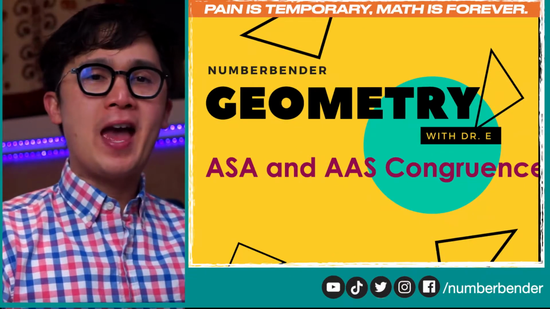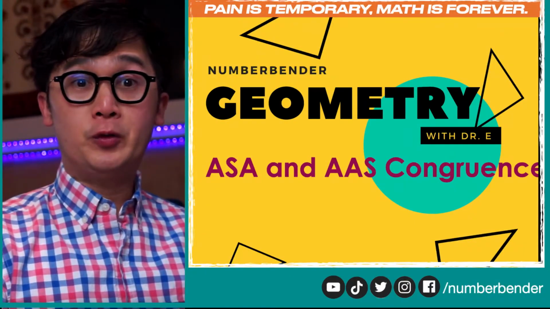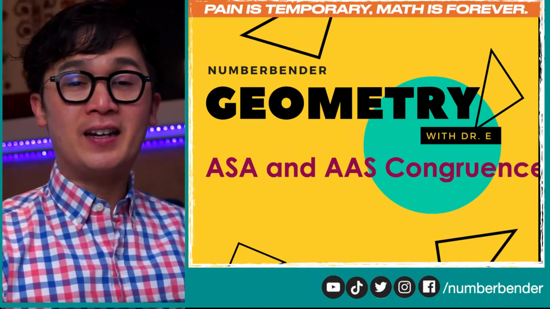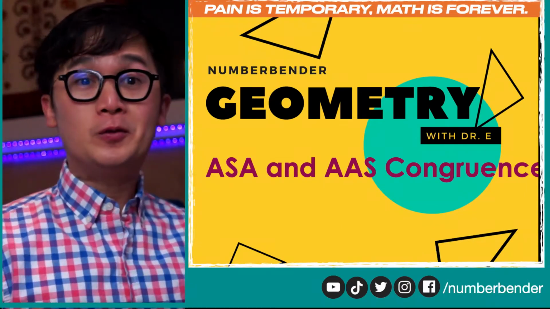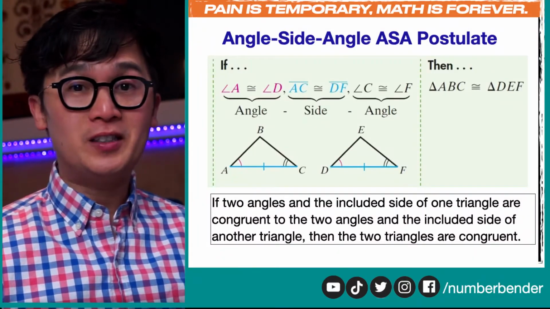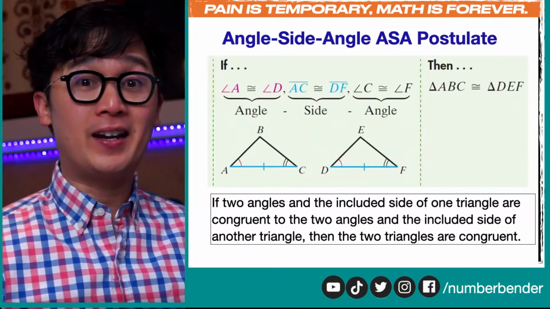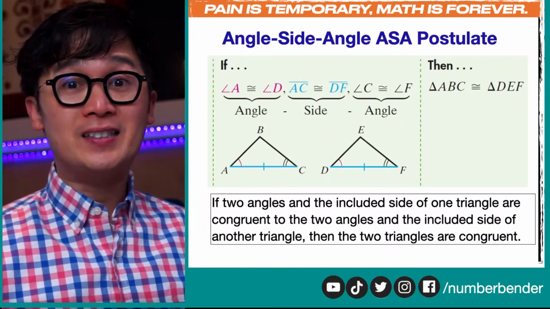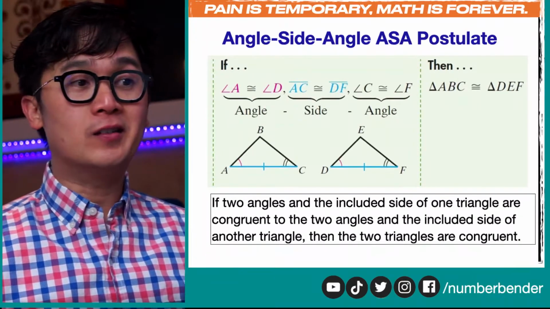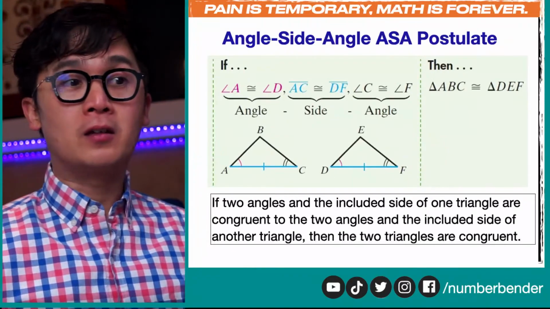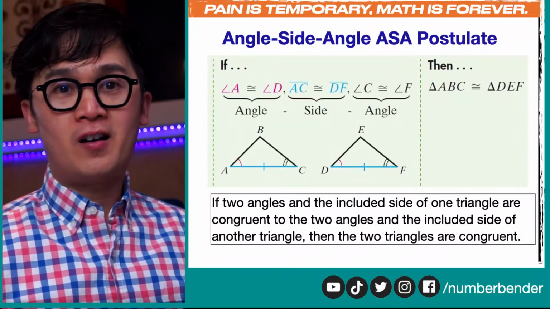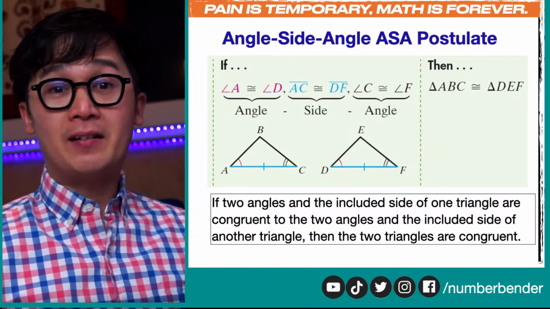In geometry, we have numerous ways to prove that two triangles are congruent, and for today, we're going to use the ASA and AAS postulates to prove that the pair of triangles that we are seeing are indeed congruent. So let's start with the angle side angle postulate, or ASA postulate, wherein if two angles and the included side of one triangle are congruent to the two angles and the included side of another triangle, then the two triangles are congruent. Take a look at the diagram that we are seeing right now.